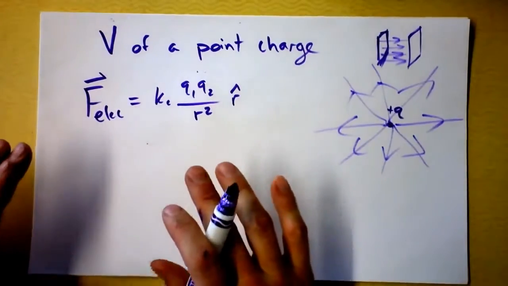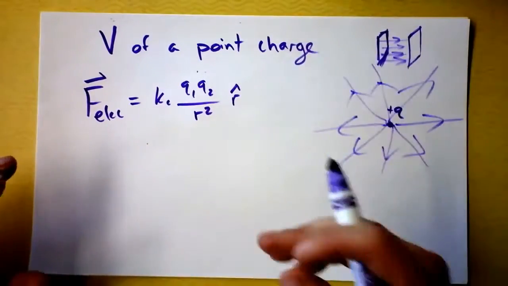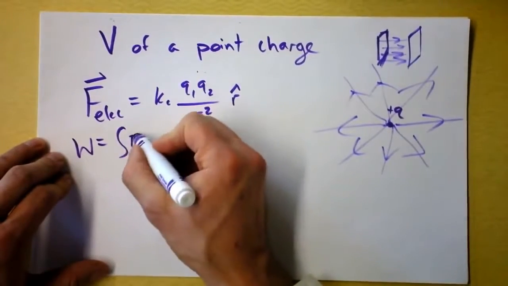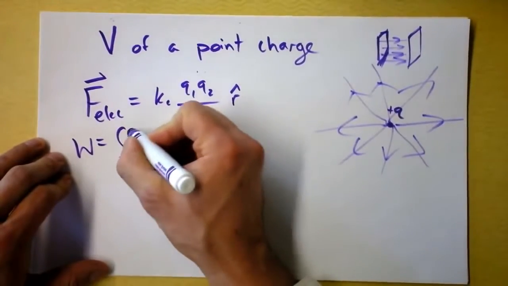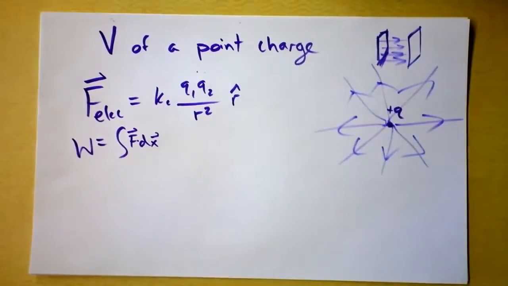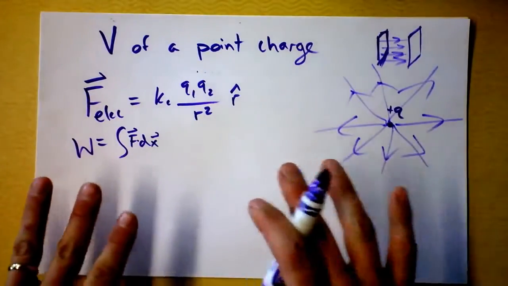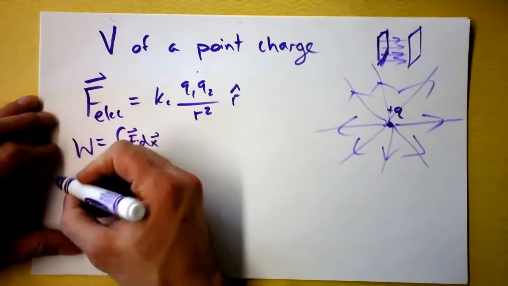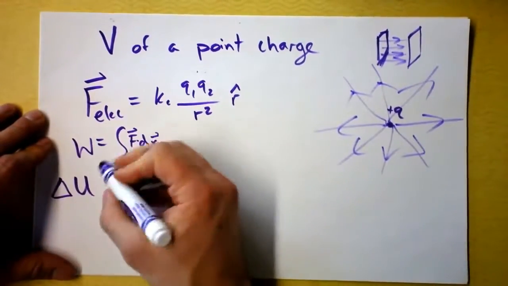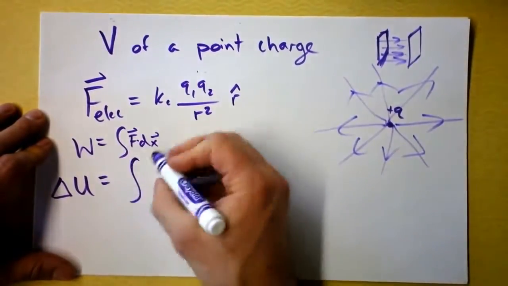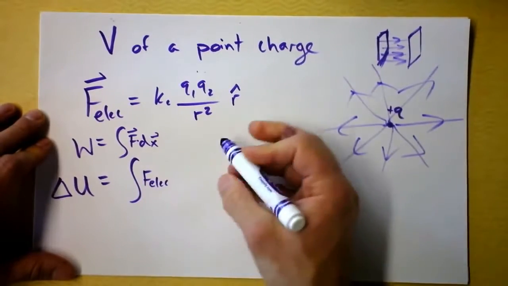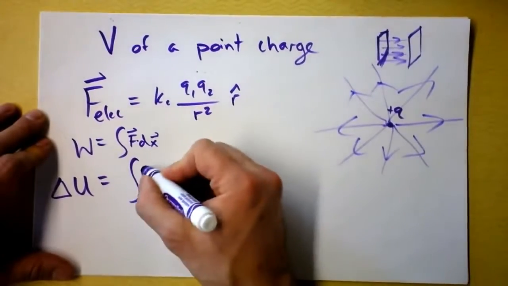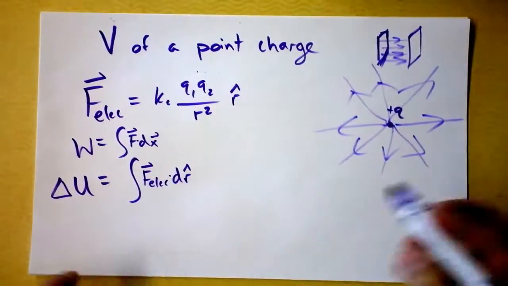Once we have the force though, we want to get to energy. Well, I remember that work is the integral of force over distance. There's probably a dot product in here. We've got to multiply those. So if we're talking about change in electric potential energy, then we're going to have to integrate. And so I will write change in energy is the integral of electric force, maybe dr. And I'm going to talk about going out away from the origin.